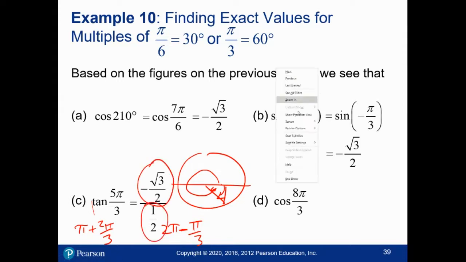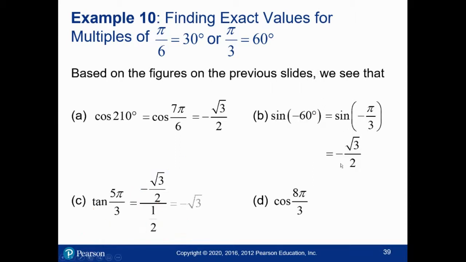Let me clear out my pen marks so that we can see the rest of the work, which simplifies down to negative root 3. And for 8 pi over 3, remember the hint we gave, that's a full 2 pi plus 2 pi over 3. So you can just take the cosine of 2 pi over 3, and that's negative 1/2.